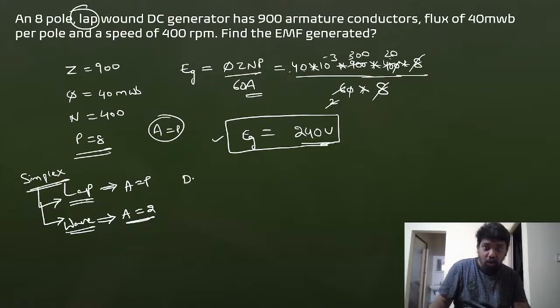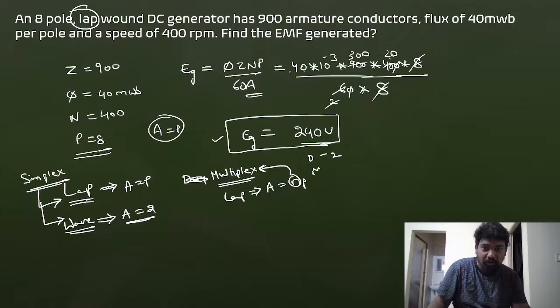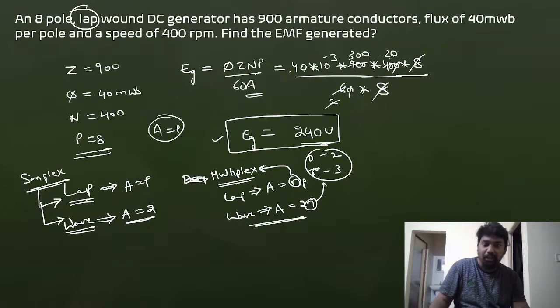And if it is duplex, let me write for multiplex actually. Let me write for multiplex lap. It is A equal to NP. N corresponds to the plex number, I mean duplex or triplex. If it is duplex, then it is 2, and when it is triplex, it will be 3. For wave, it is A equal to 2N, where N is as we already said. For duplex it is 2, for triplex it is 3. This is the way of calculating number of armature parallel paths for different things.